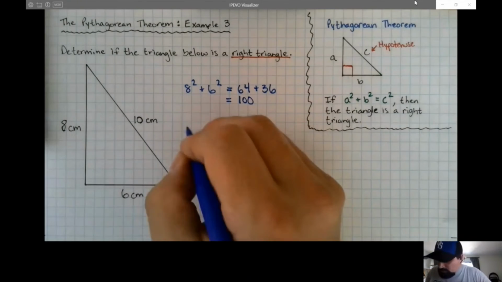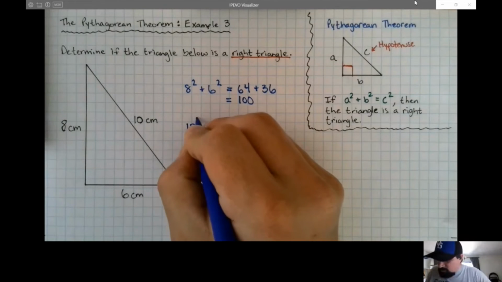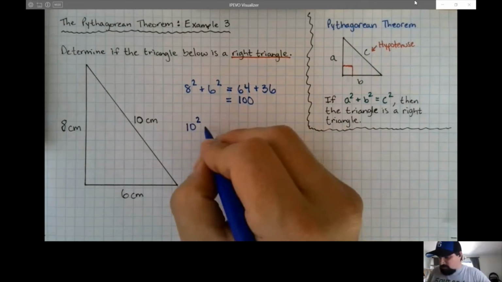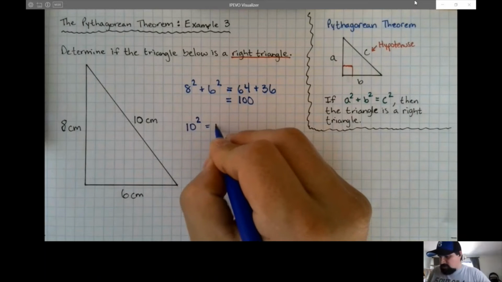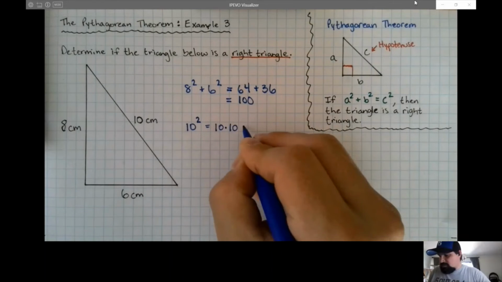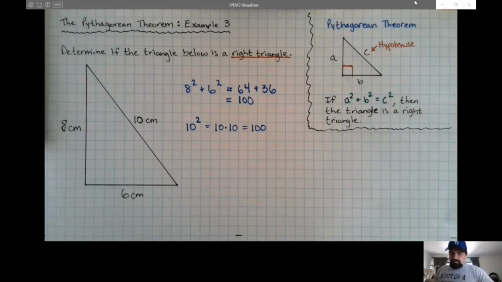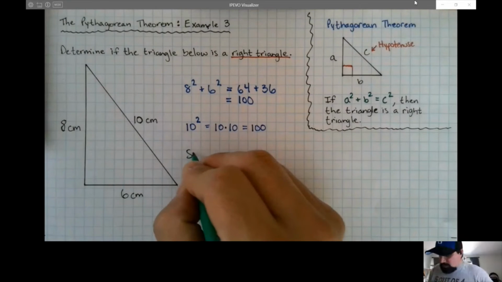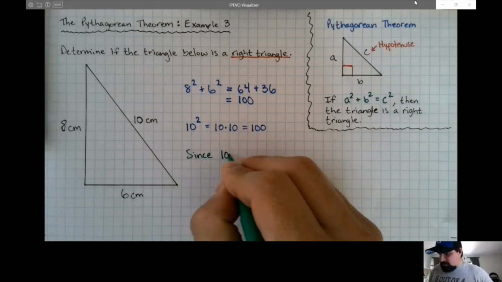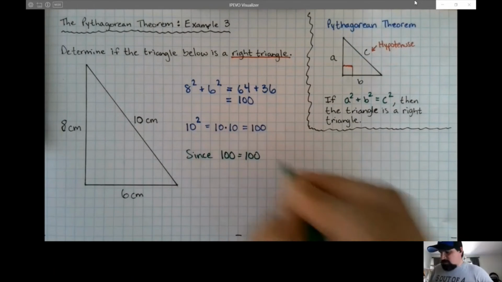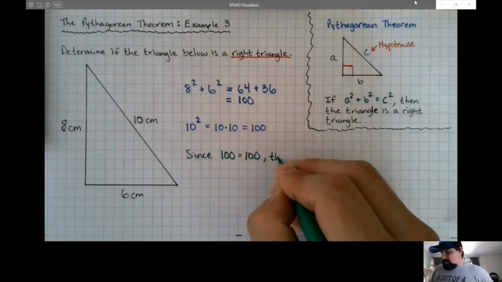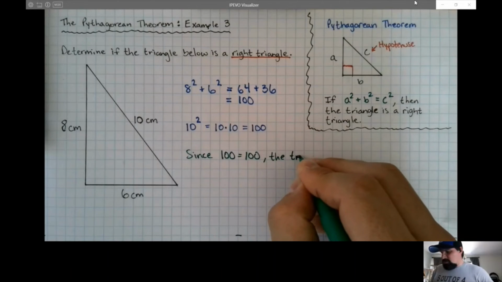So we've done a squared plus b squared. Now c squared is 10 squared, which equals 10 times 10, which is also 100. Since 100 equals 100, the triangle is a right triangle.